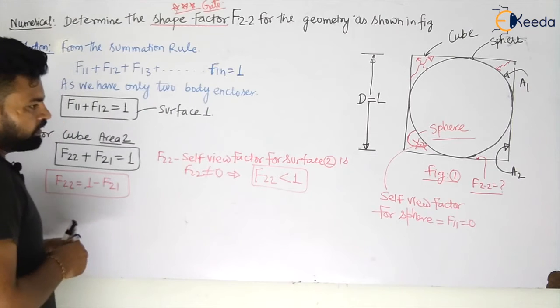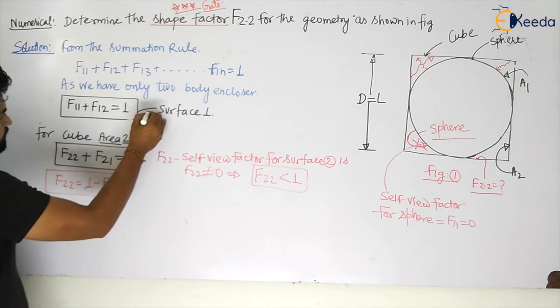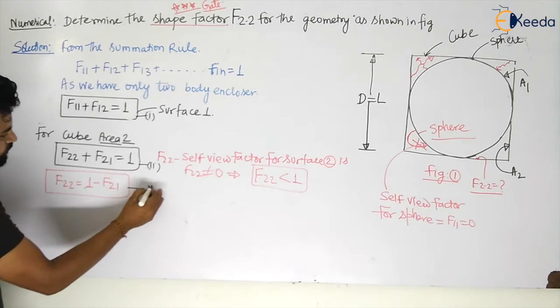Now, what will be F21? Let us take it as equation number 1, equation number 2, equation number 3.